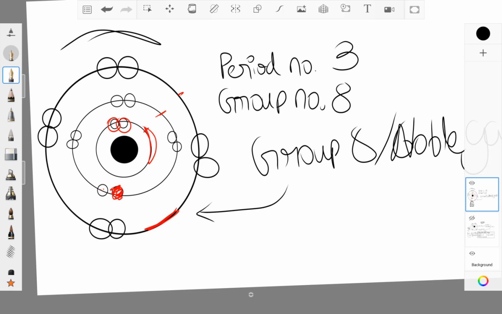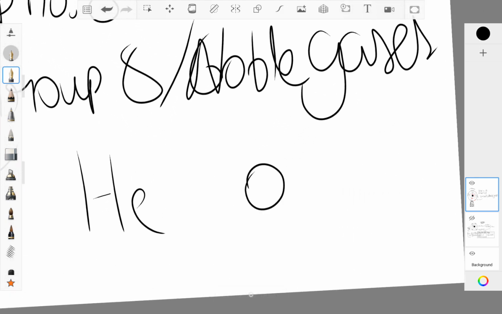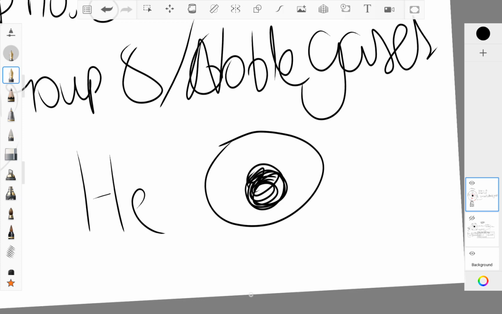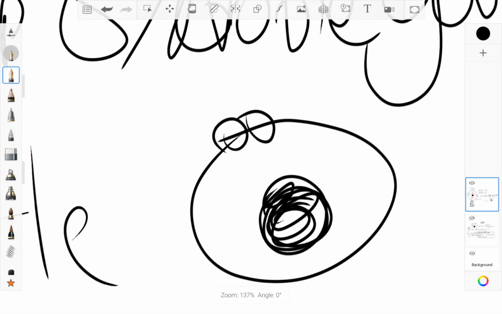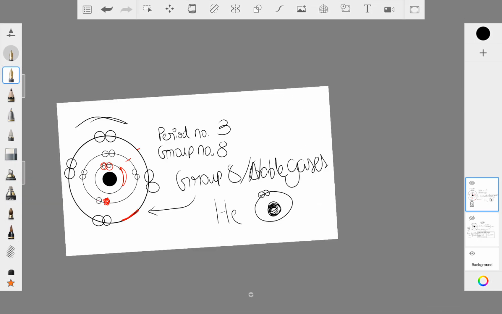An exception to this would be helium. So a helium atom looks something like this. This is the nucleus, this is the first shell, and there are only 2 electrons. However, you'll notice that even though there are only 2 electrons, it has a complete valence shell, which is why it's still a noble gas.